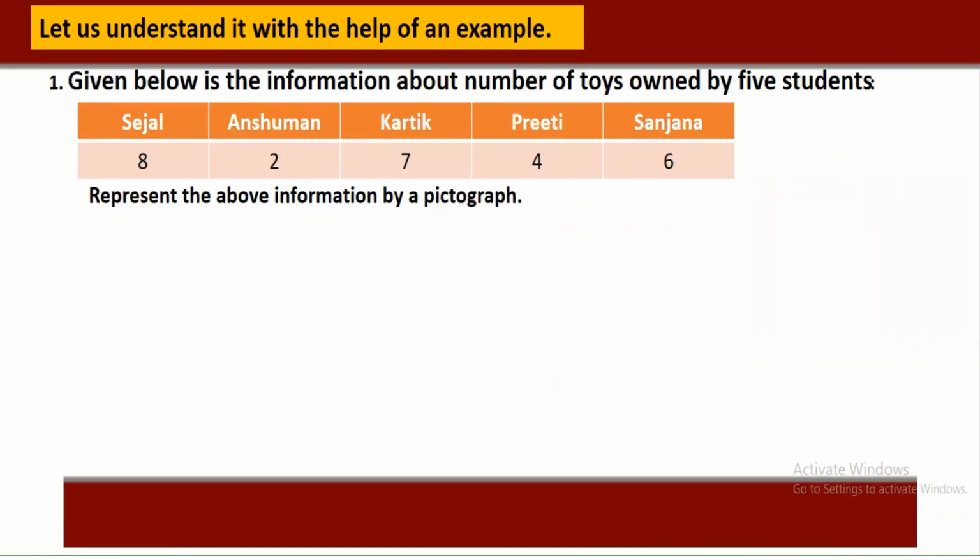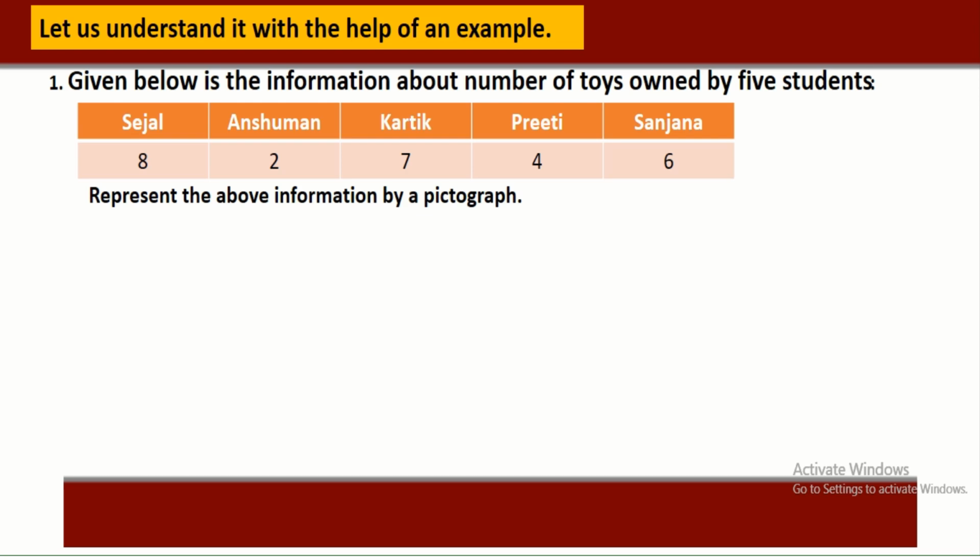Now, let us understand the concept with the help of an example. Question: given below is the information about number of toys owned by 5 students. Sejal owned 8 toys, Anshuman owned 2 toys, Karthik owned 7 toys, Preeti owned 4 toys, Sanjana owned 6 toys. Represent the above information by a pictograph.